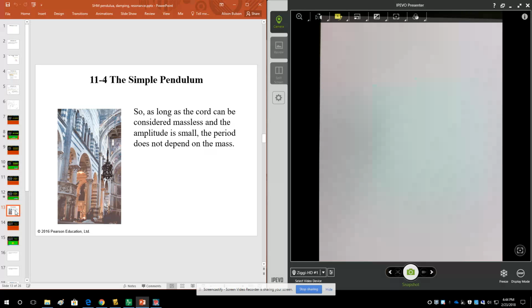Okay, so as long as the cord can be considered massless and the amplitude is small, the period does not depend on the mass. We see here a picture of a cathedral. I can't actually identify this cathedral. I think it's a cathedral. It looks like a religious institution of some type. In any case, Galileo is credited with this discovery of the relationship between period and pendulum length, and the fact that pendulum period does not depend on anything else.